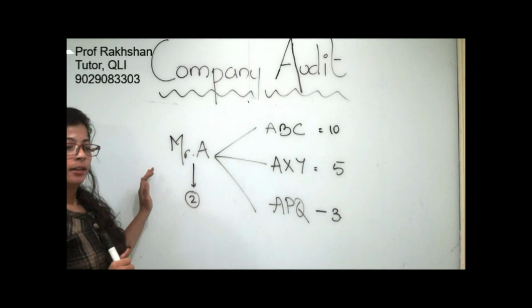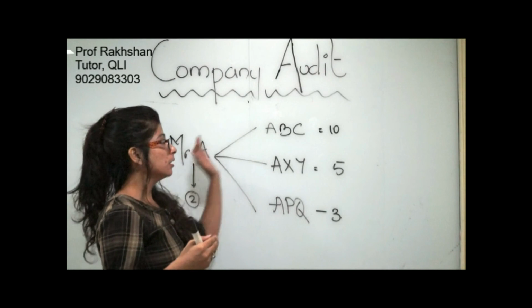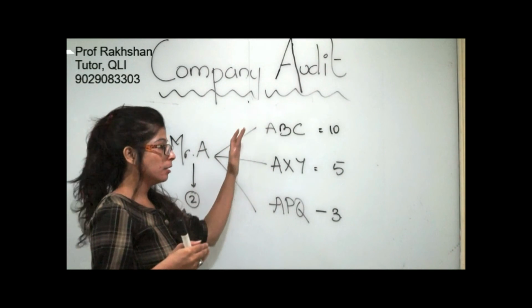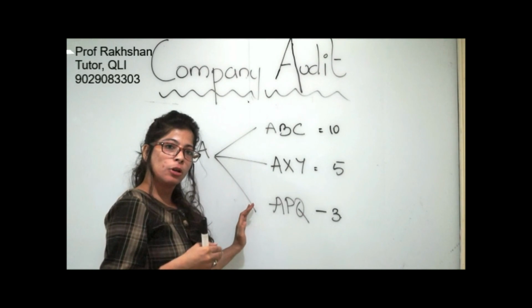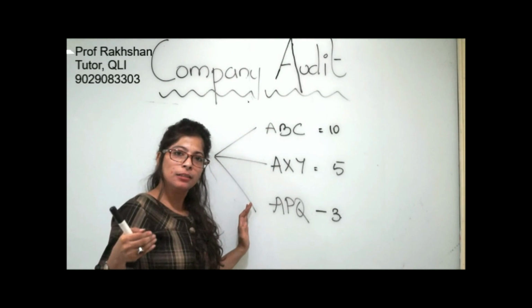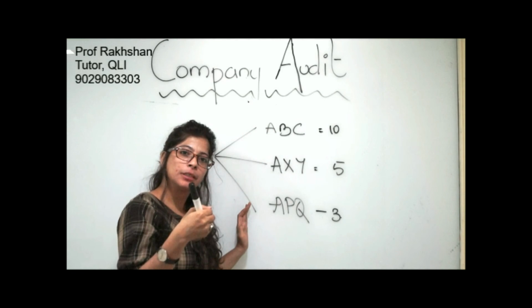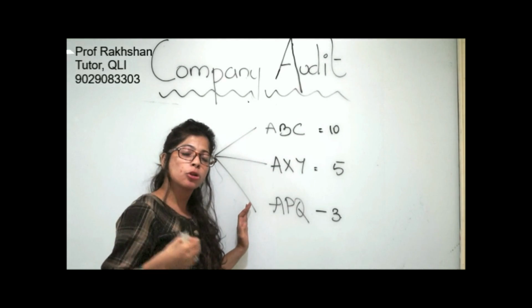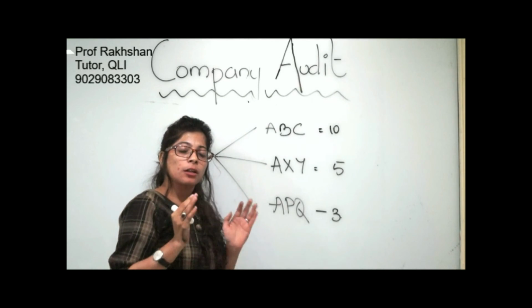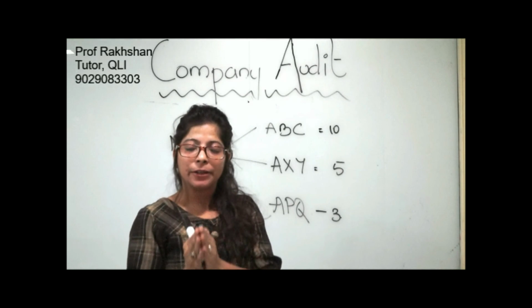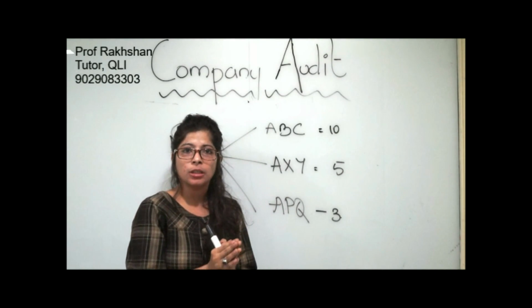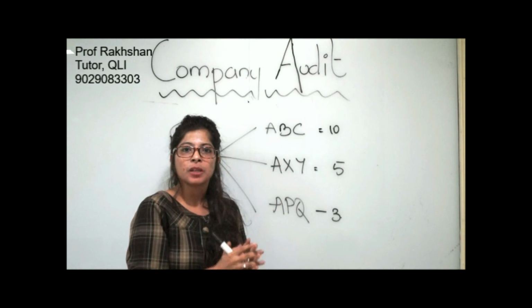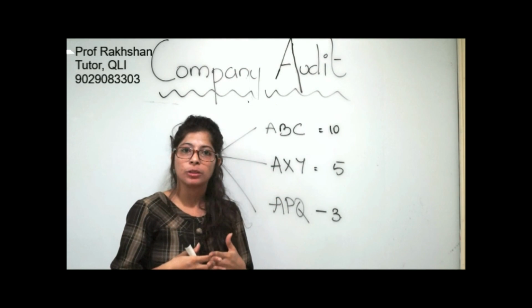I have Mr. A, who is a partner in firms A, B and C, A, X and Y, and A, P and Q. Now, what does the Act say? That the total number of assignments taken by an auditor should not exceed 20. Now, such a limit, mind you, has been put on an individual and not on a firm. So, individually we are supposed to calculate.